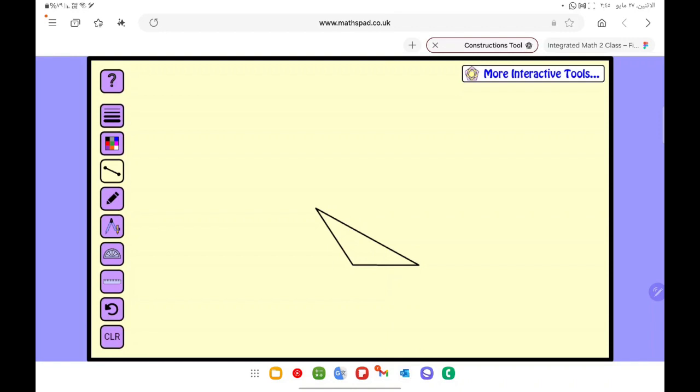Now use the compass. Put your compass on one of the edges, then open the compass on that line more than half. So let's say the middle of my line is somewhere here, right? Just open the compass more than half of the line, okay?